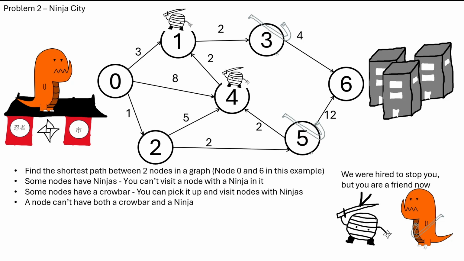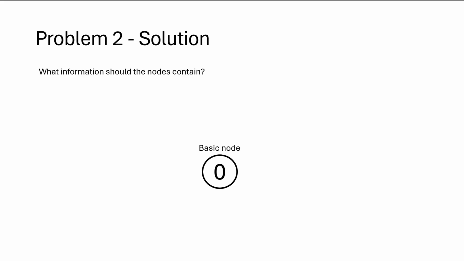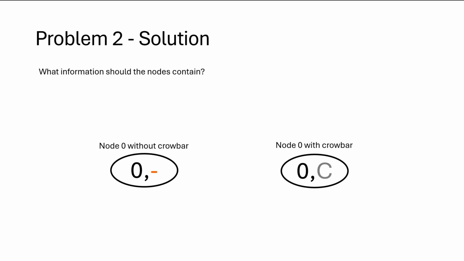I will now put the main idea we are working with today on screen, and I will give you a few seconds to think about it before showing you the solution. Time to solve it! First question we have to answer. What information should the nodes of our new graph contain? Simple. They will tell us whether or not we have picked up a crowbar.